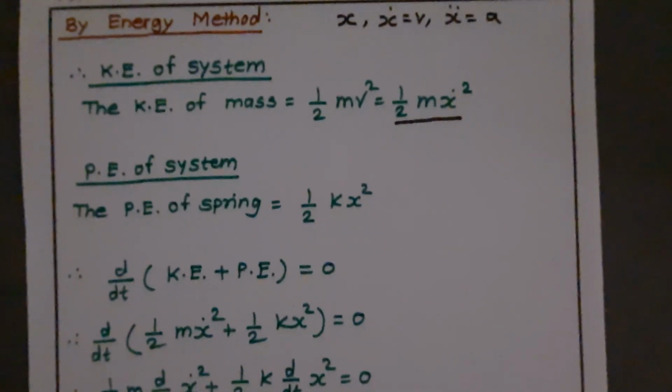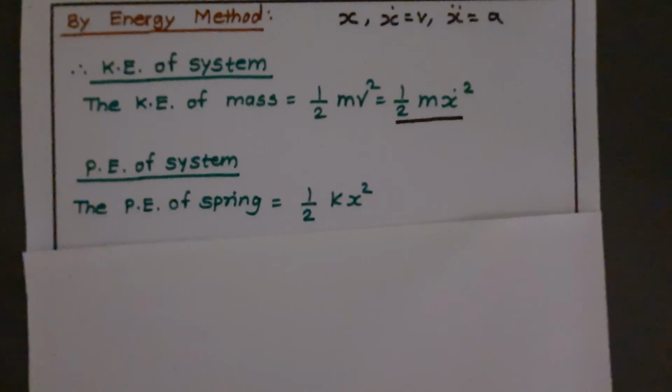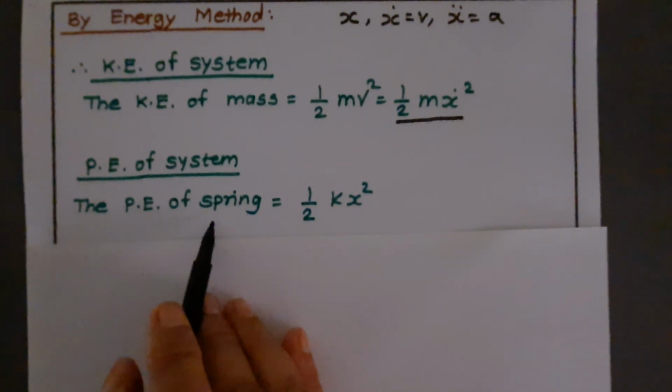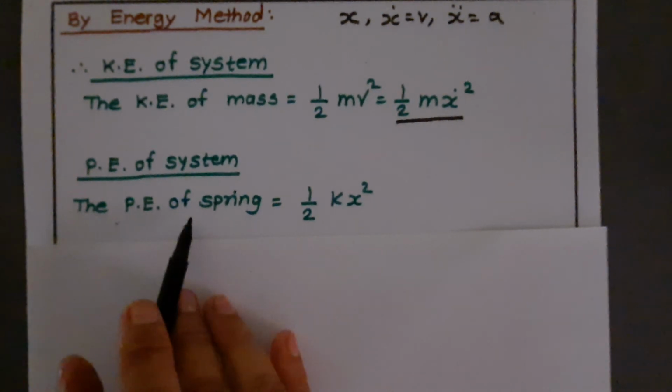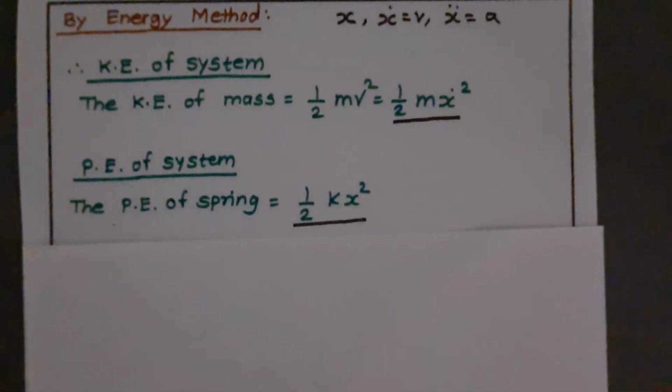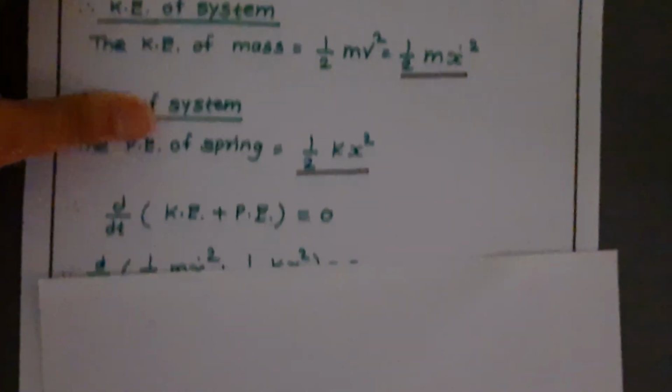Now after that we have to calculate the potential energy. In previous lectures also we learned potential energy is available in the spring. So the potential energy of the system for the spring is calculated by the formula 1/2 k x square. So this is the formula.